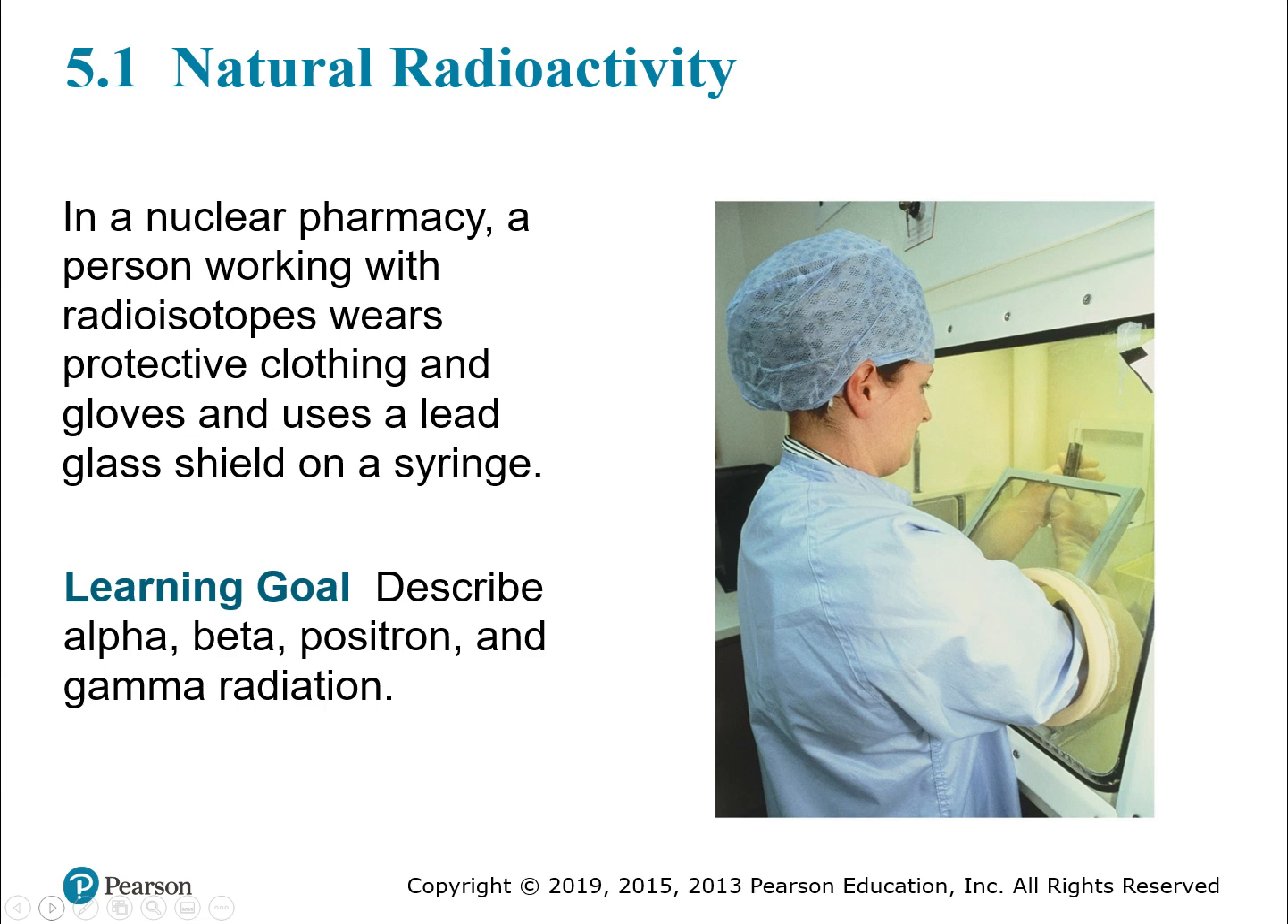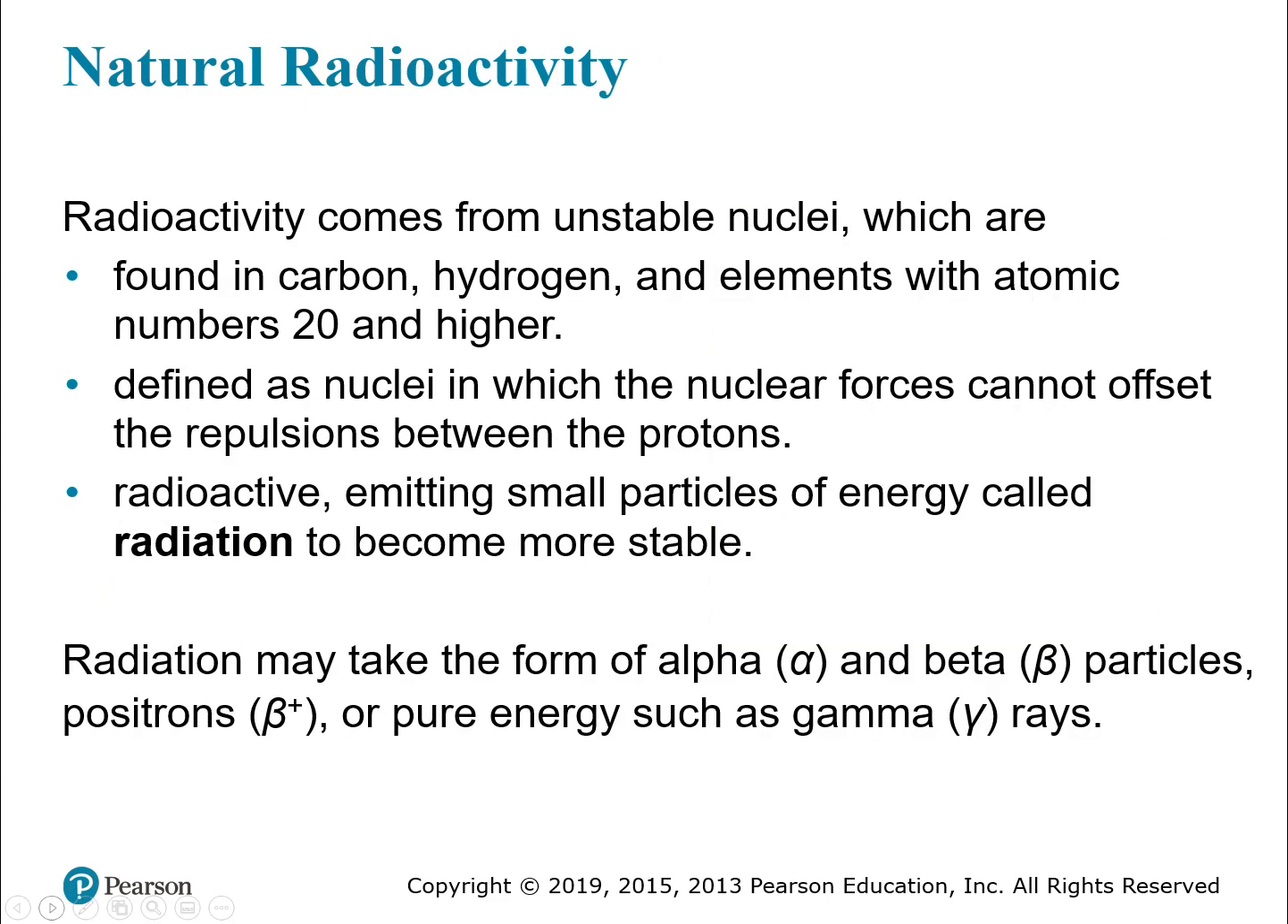First, we're going to introduce radioactivity and talk about some of the different types of radiation. Radioactivity comes from unstable nuclei. I'll highlight here to show you some of the things you need to pay attention to. Radioactivity is found in carbon and hydrogen, as well as elements with an atomic number of 20 or higher.